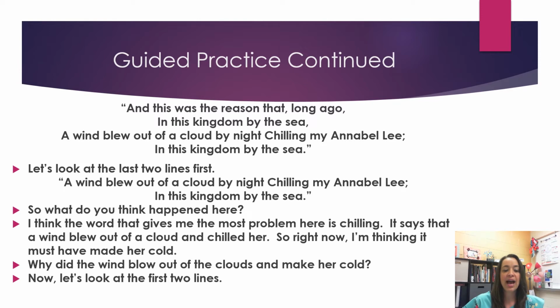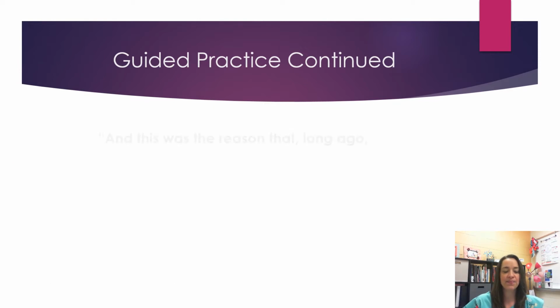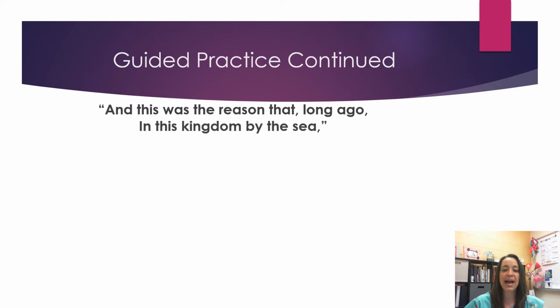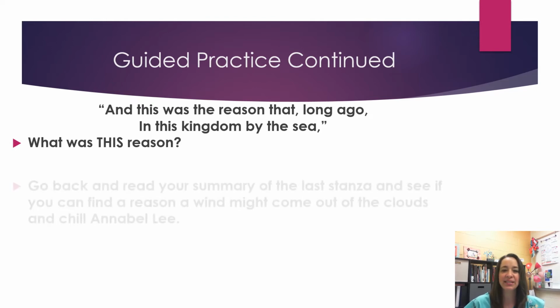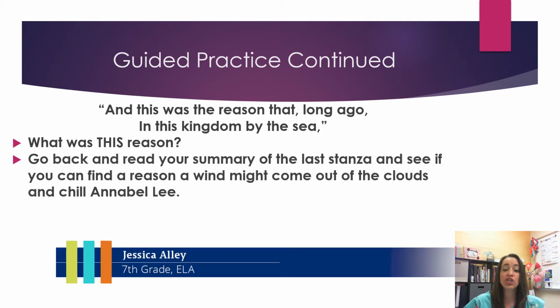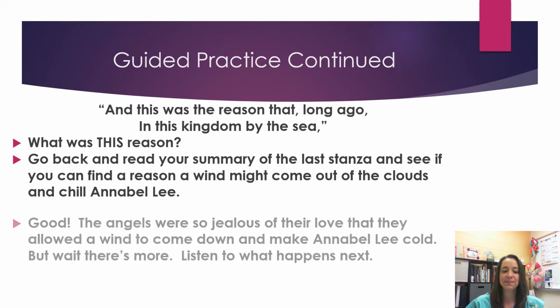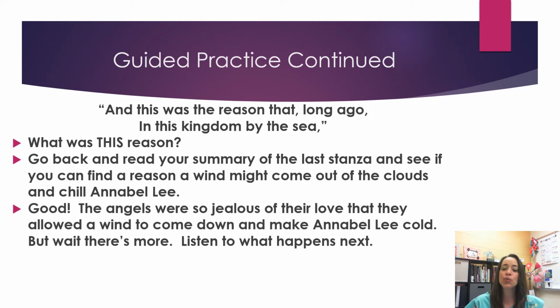Let's take a look at the first two lines. "And this was the reason that long ago, in this kingdom by the sea." What was this reason? Go back and reread your summary of the last stanza and see if you can find a reason a wind might come out of the clouds and chill Annabel Lee. Good. The angels were so jealous of their love that they allowed a wind to come down and make Annabel Lee cold. But wait, there's more.